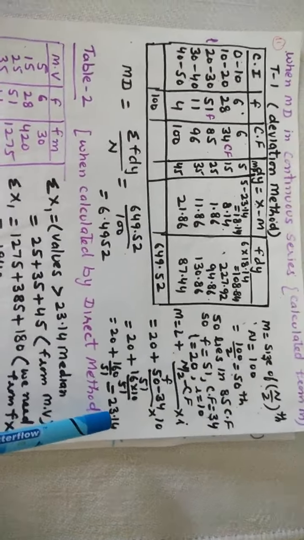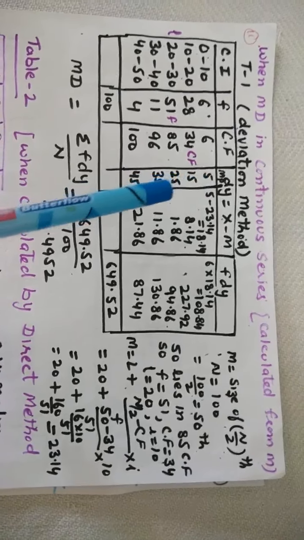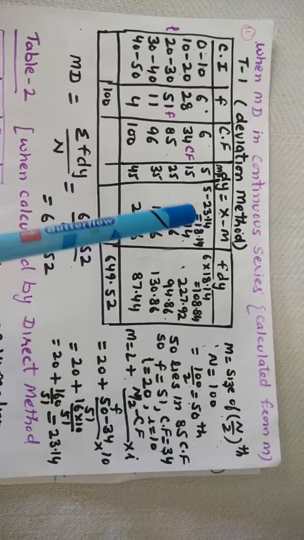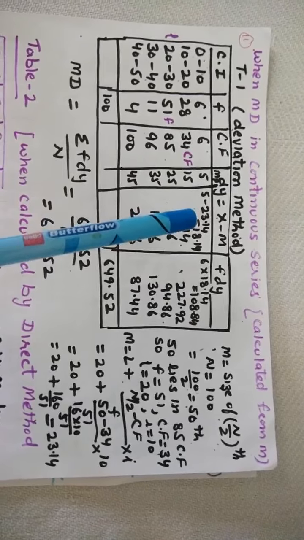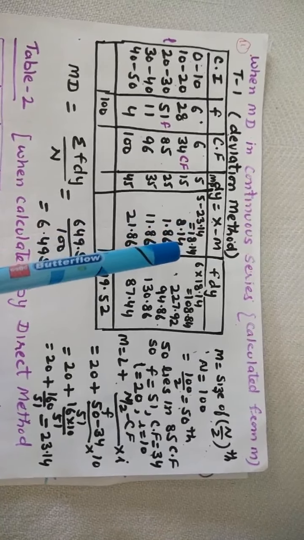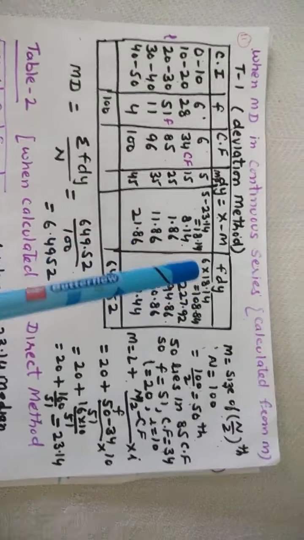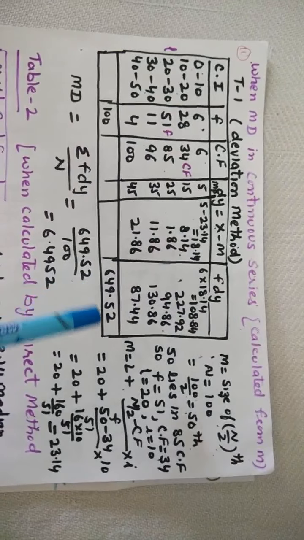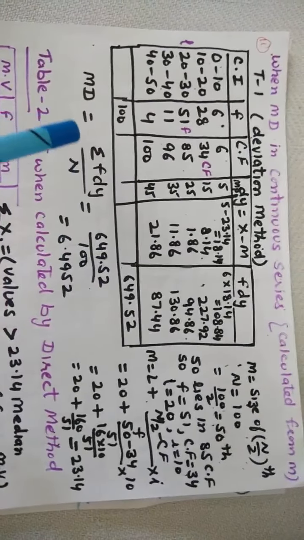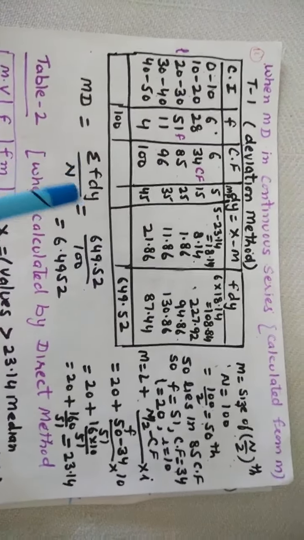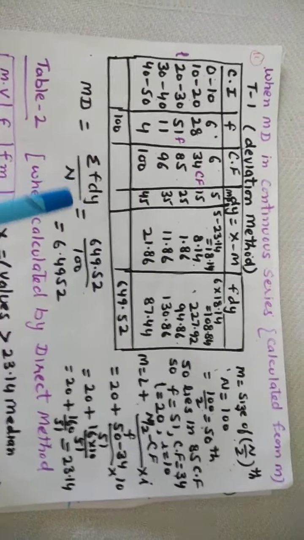Now take deviation from median. Here we need the midpoint 5, 15, deviation 5 minus 23.14, 18.14, and calculate all values. Then multiply dy with f, we get 649.52. Then put the values in the given formula, summation f dy over n, we get 6.4952 as mean deviation.